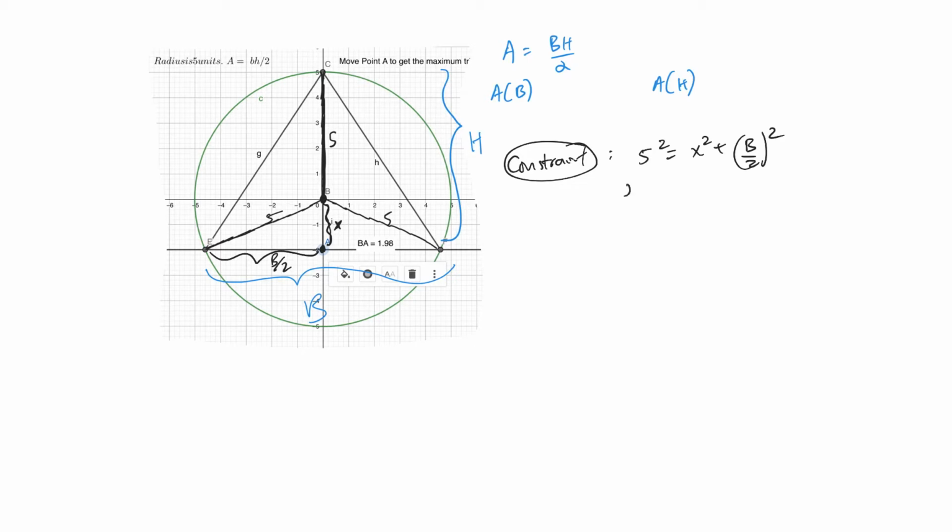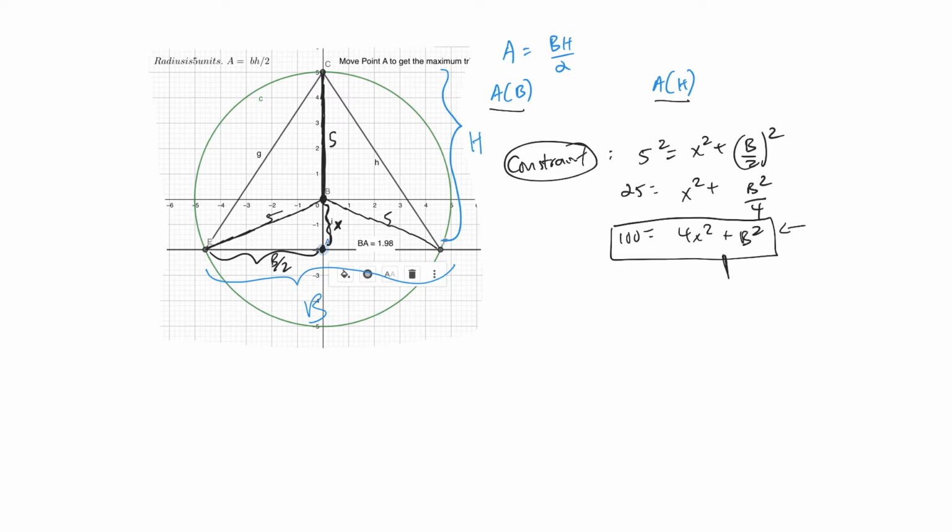And over here, I'm going to clean this up, and we get x squared plus b squared over 4. I'm going to multiply everything by 4. I have 100 equals 4x squared plus b squared. So this is our constraint. Sometimes when you have a constraint, it should tell you which function you're going to express the function in terms of. Is it A in terms of b or A in terms of h?